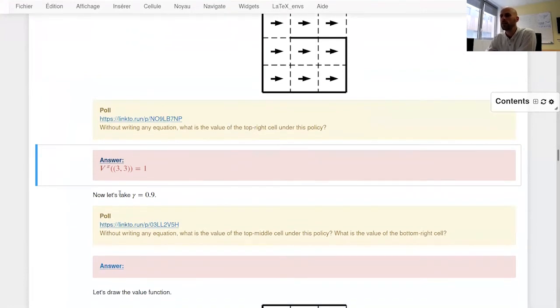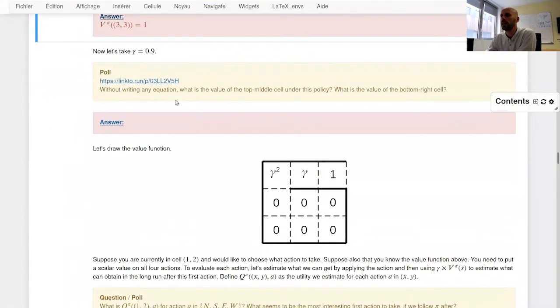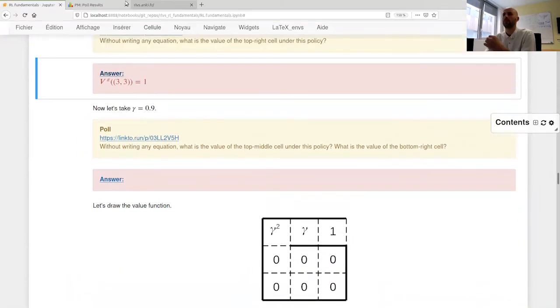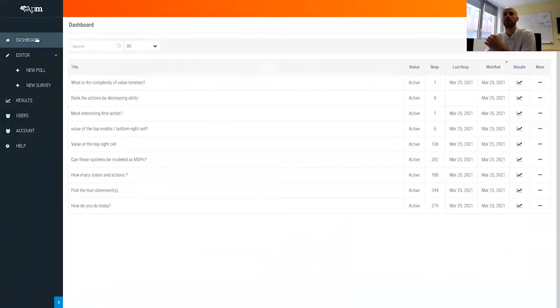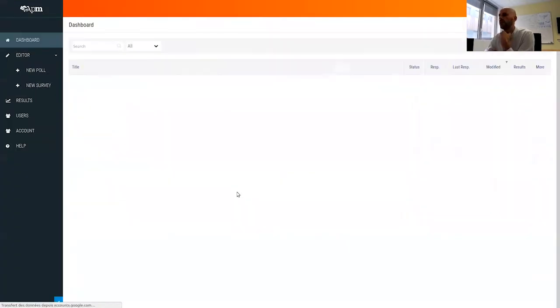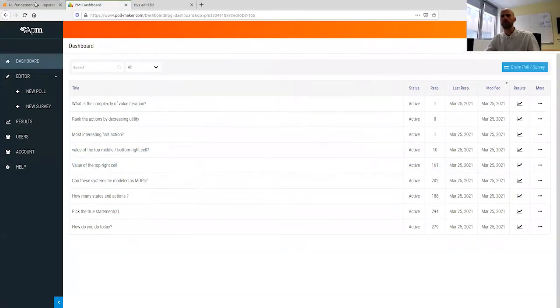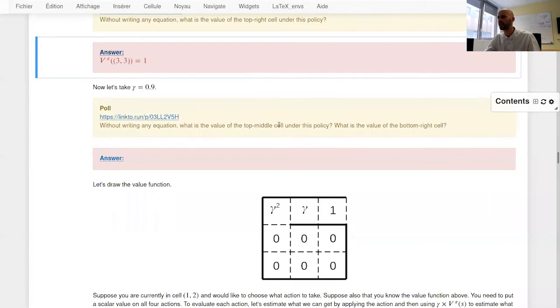Now let's suppose that gamma is equal to 0.9. Second poll, without writing any equation: what is the value of the top middle cell under this policy? These questions are very simple, I admit, but my question was not complete, actually. It should be the value of the top middle cell and the value of the bottom right cell.